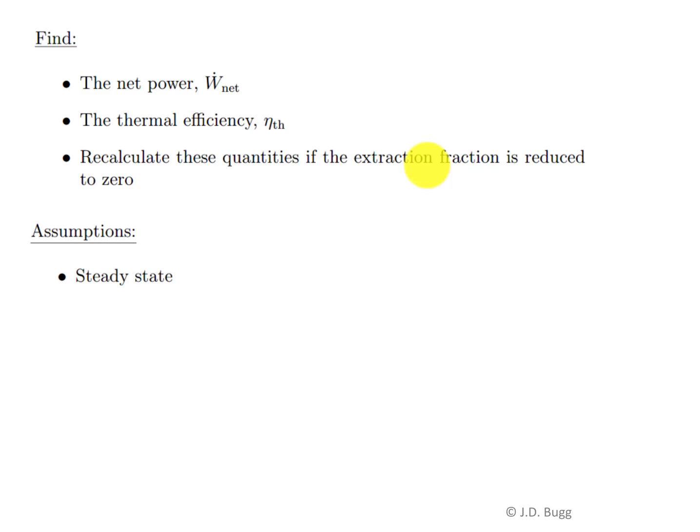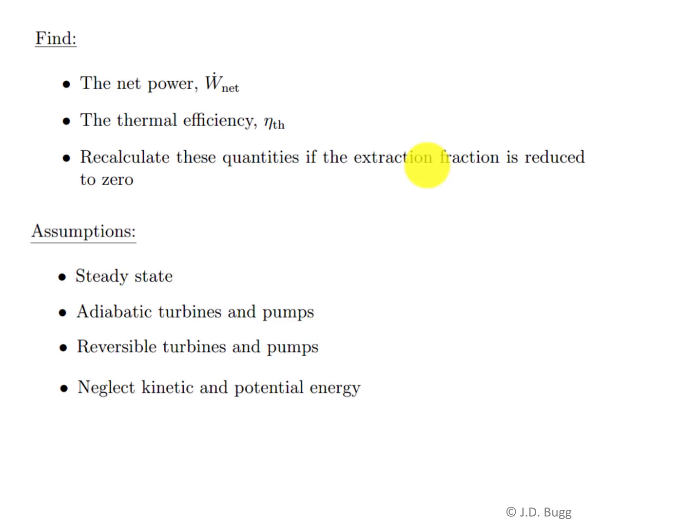So the assumptions: this will be steady state analysis, with adiabatic turbines and pumps, so no heat transfer from those components. And like I said, the pumps and turbines are reversible because this was described as an ideal Rankine cycle. We're going to neglect kinetic and potential energy, a very standard assumption for Rankine cycle questions. And finally, constant pressure will be assumed in all of the heat exchangers.